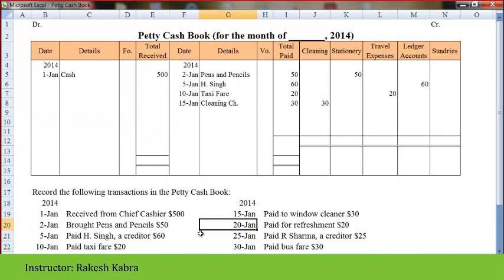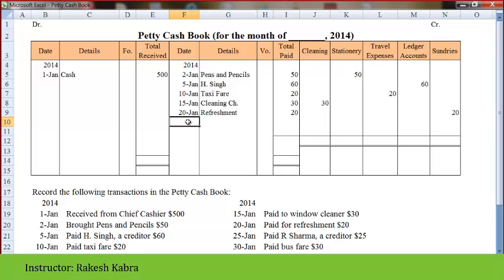Next transaction conducted on January 20. Now we paid what? Paid for refreshment. Refreshment means suppose one customer came to my business and I offered him cold drink or any tea, coffee like that. So that is refreshment, and I expended how much amount? $20. So refreshment, and I will write here $20. And see, for refreshment there is no specific column, isn't it? Yeah, that $20 I will put in column for sundries.